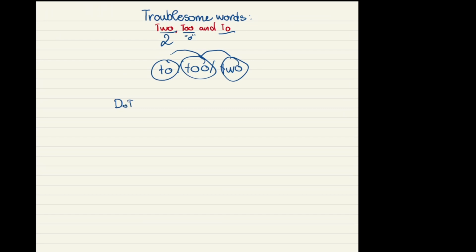Do I mean to use a number here? If the answer is yes, then we should use the number version, two. If not, then we're gonna ask ourselves the next question. The next question would be, do I mean in addition, in excess, or also? If you do, then you should use the version too. If not, then we should go on to the next question.